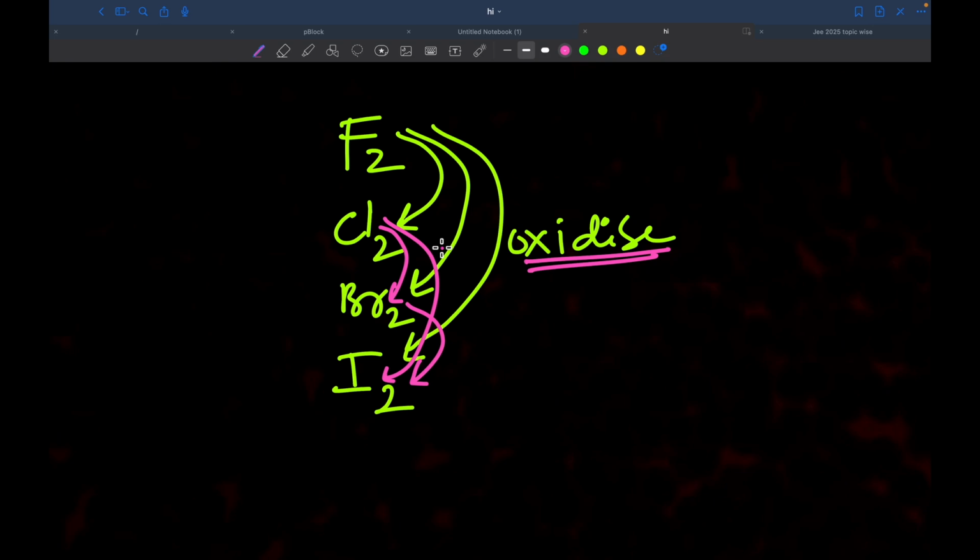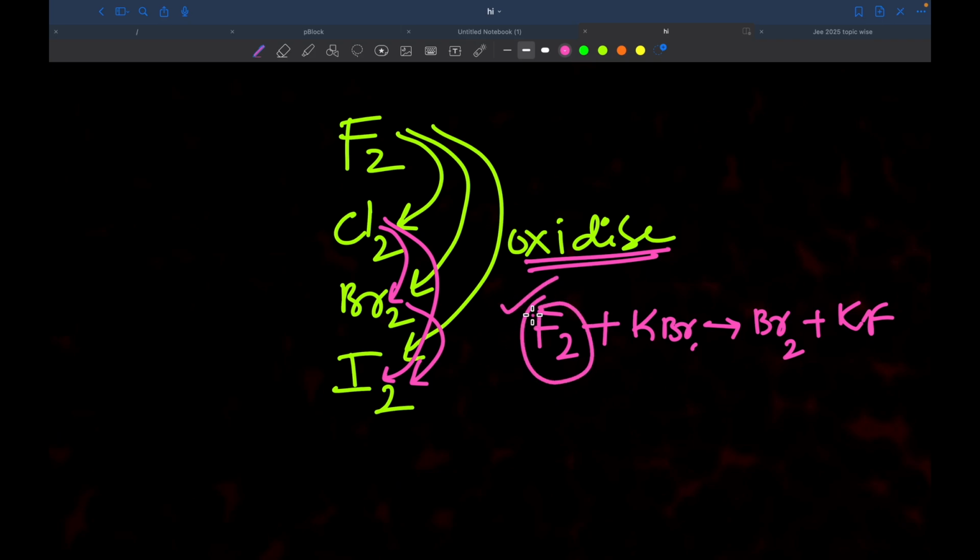A question can be asked in any direction, right? So the halogen on the left side should be F2, which is the strong oxidizing agent, and the other one, for example, I take KBr. So what are the products expected? Bromine gas is expected and KF is formed. This reaction is feasible because fluorine is a strong oxidizing agent. What if I write Br2 plus KCl?